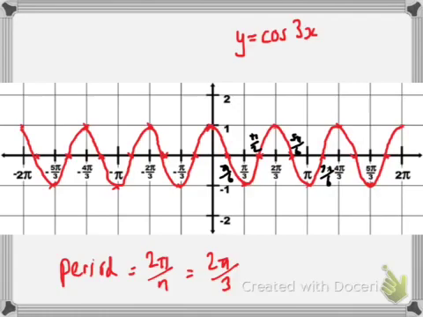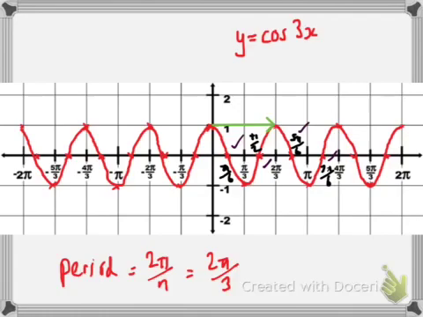Okay, here's a graph of y equals cos 3x, and I mentioned before the period is 2 pi on 3. So you can see there the distance for one full wave is 2 pi on 3. I've marked in some intercepts there too. Halfway between 0 and pi on 3 is pi on 6. Halfway between pi on 3 and 2 pi on 3 is pi on 2. Halfway between 2 pi on 3 and pi is 5 pi on 6. And halfway between pi and 4 pi on 3 is 7 pi on 6.